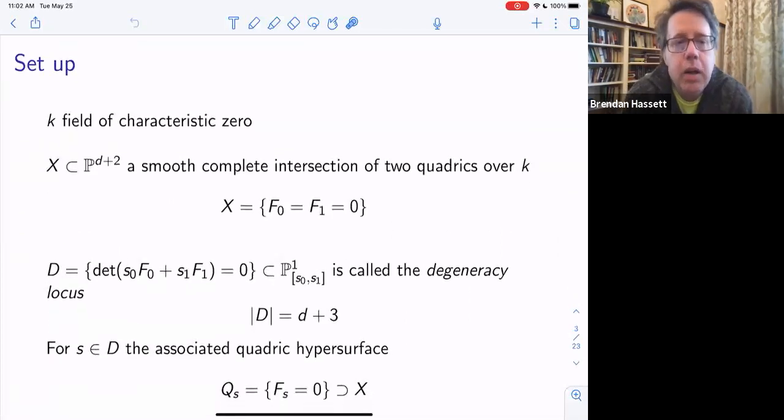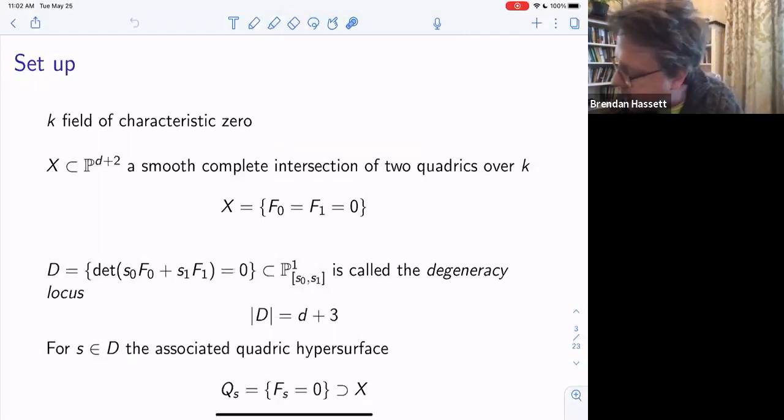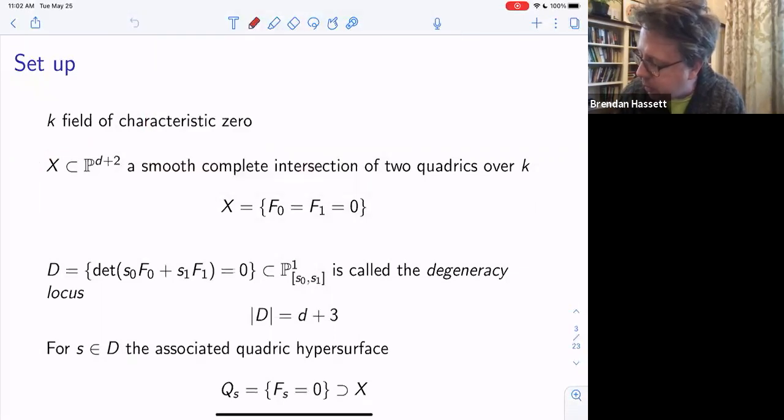Okay, so throughout we'll work over a field of characteristic 0, and I'm going to consider X a complete intersection of two quadrics, and it's always going to be a smooth complete intersection. So we're not going to consider really any singular examples, with defining equations F0 and F1.